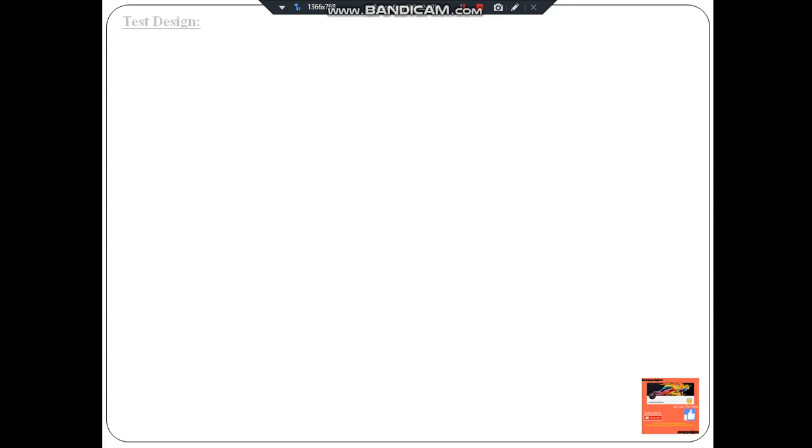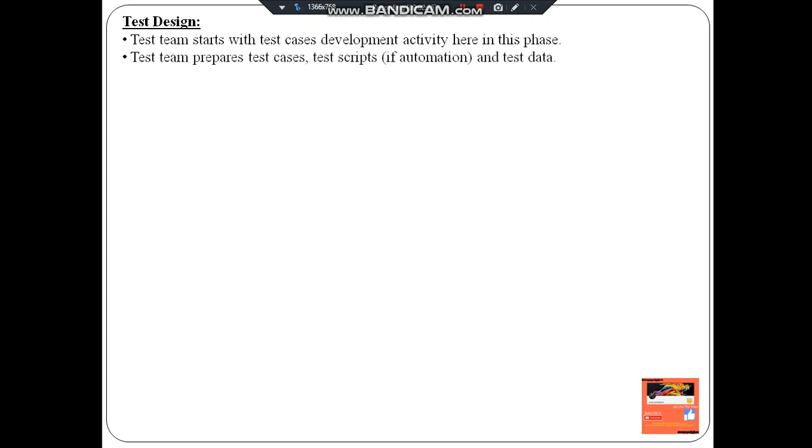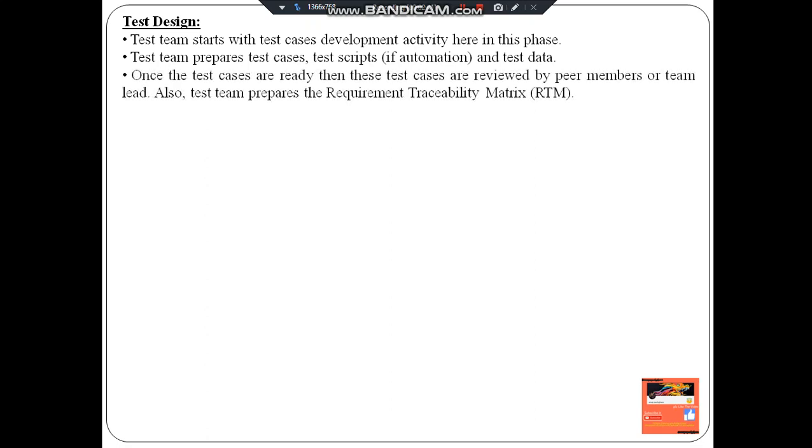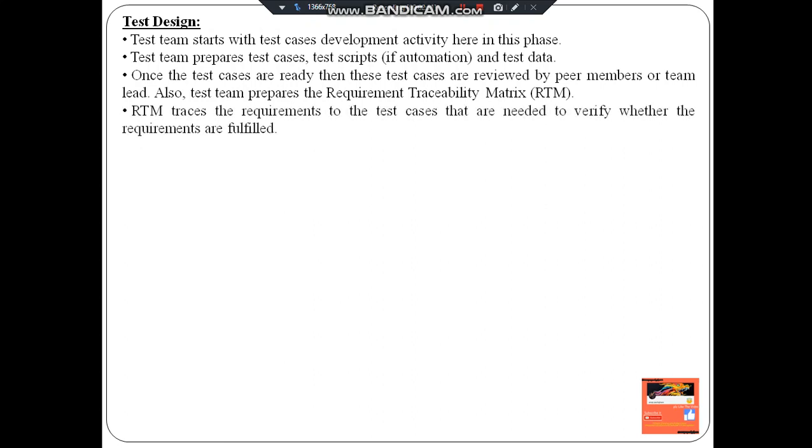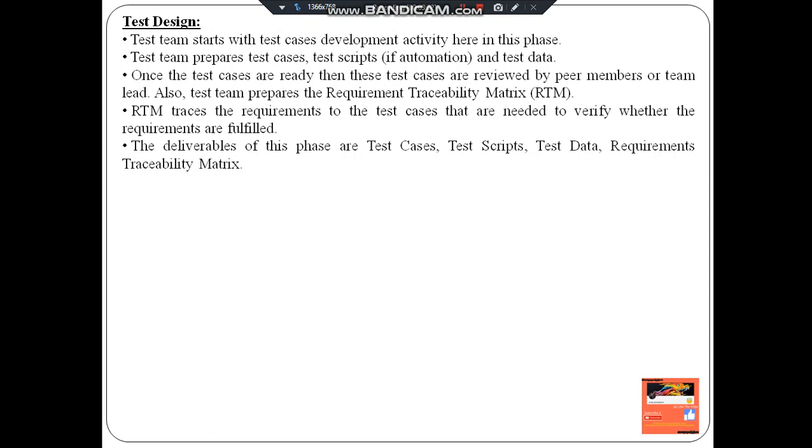Third, test design. The test team starts with the test case development activity. Here in this phase, the test team prepares test cases, test scripts if automation, and test data. Once the test cases are ready, these test cases are reviewed by peer members or the team lead. Also, the test team prepares the requirement traceability matrix (RTM). RTM traces the requirements to the test cases that are needed to verify whether the requirements are fulfilled. The deliverables of this phase are test cases, test scripts, test data, and requirements traceability matrix.